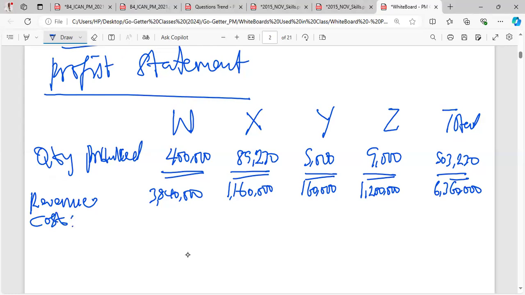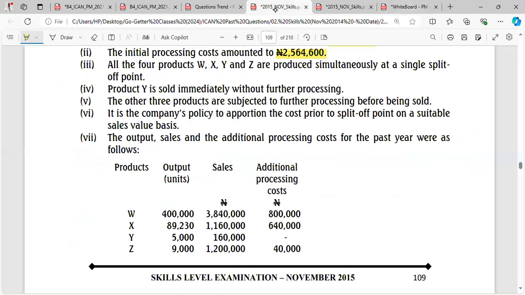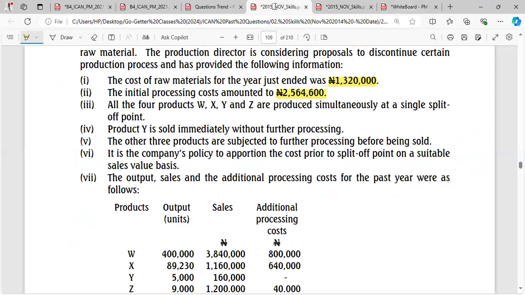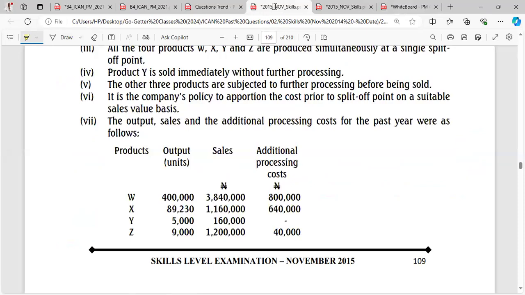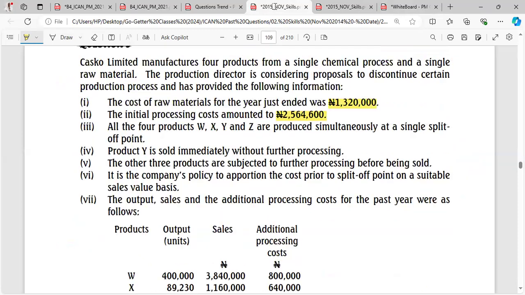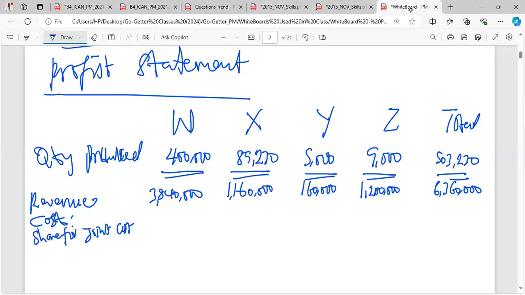So the first cost is the share of joint costs. Now this joint cost is going to be shared. They said the company's policy is to apportion the cost prior to the split off point on a suitable sales value basis. So we'll do a workings for that. Let me say workings, come back to it.